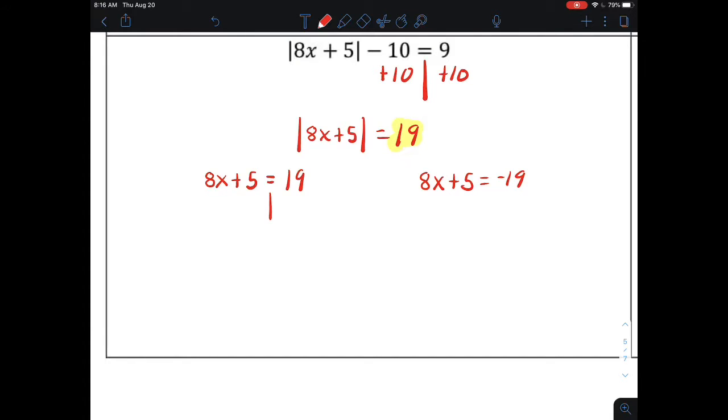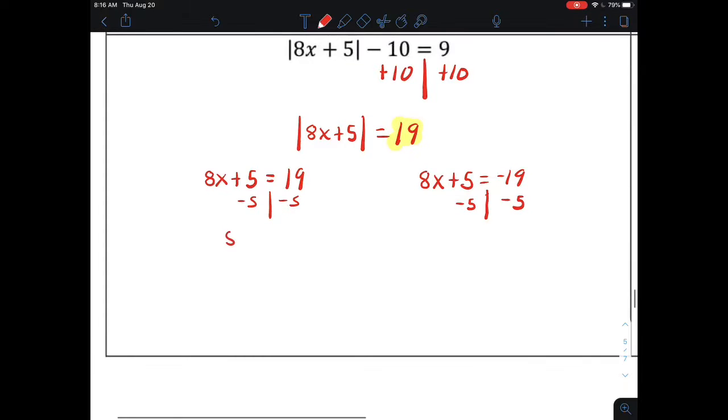So now I'm going to isolate the x. So I'm going to minus 5 from both sides. And I'm going to work both of these equations kind of at the same time. All right, so this first equation on the left will make 8x equals 14. And the equation over here on the right would make 8x equals negative 24. And now we're ready to divide by the 8 that's multiplying the x everywhere.